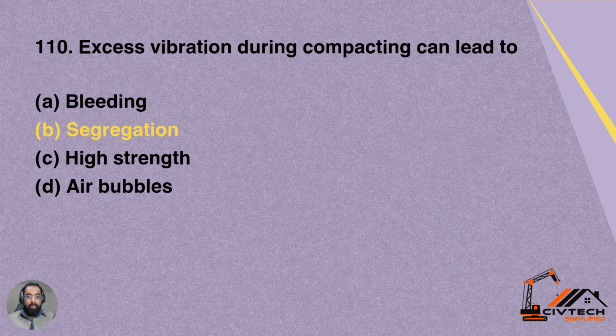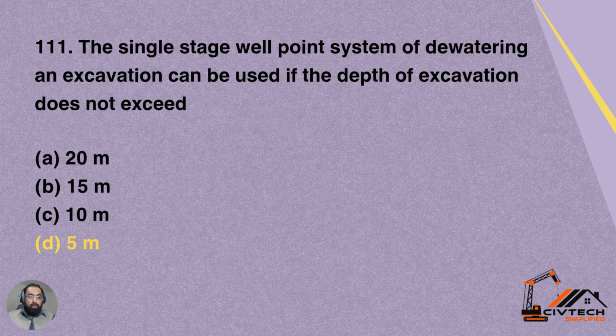110. Excess vibration during compacting can lead to option A, bleeding, option B, segregation, option C, high strength, option D, air bubbles. So option B, which is segregation, is the correct answer. So whenever we use excess vibrators, it leads to the segregation of the concrete. So we should avoid using too much vibration.